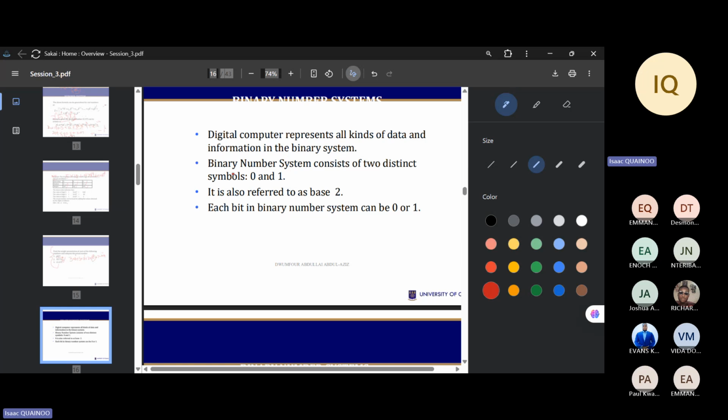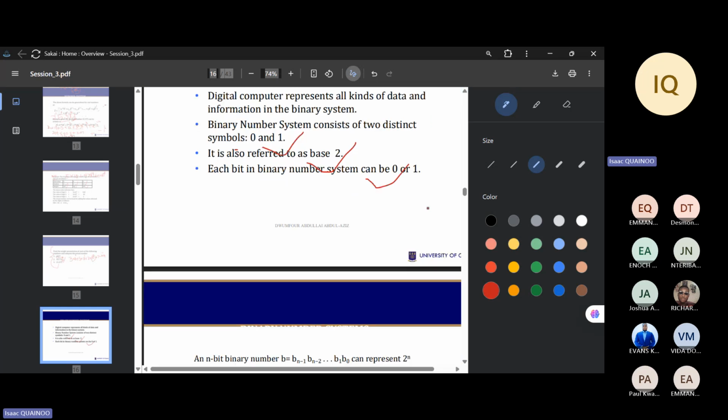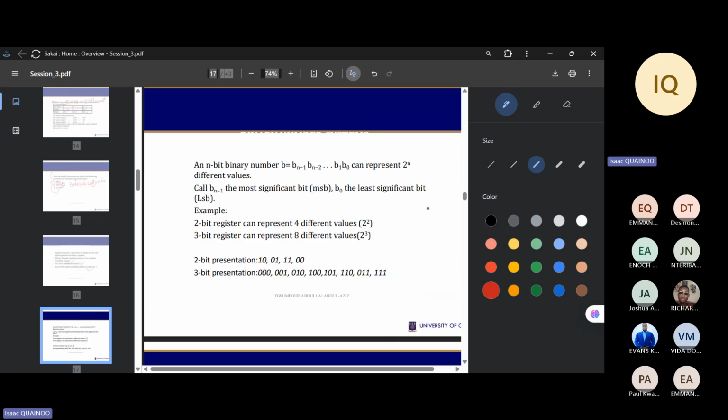So we are saying that a digital computer represents all kinds of data and information in a binary system. A binary number system consists of 2 distinct symbols, which are 0 and 1. So only 2 unique numbers, 0 and 1, and it is also referred to as base 2. Each bit in a binary number system can be 0 or 1. So an n-bit binary number, which is b_(n-1), b_(n-2), down to b1, b0, can represent 2 raised to the power n different values.